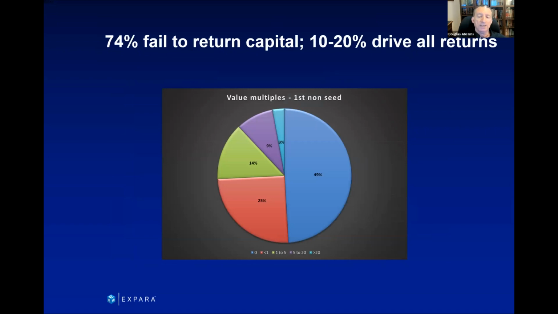And this is the same information, but shown just for first non-seed investment and in a pie chart. So you can get a very clear view: 49% of the investments in the first non-seed round are delivering zero, meaning total loss. 25% are delivering less than 1 time. So 74% are not returning even the amount that was invested. And in reality, a lot of this 25%, which is less than 1 time, can be very close to zero.